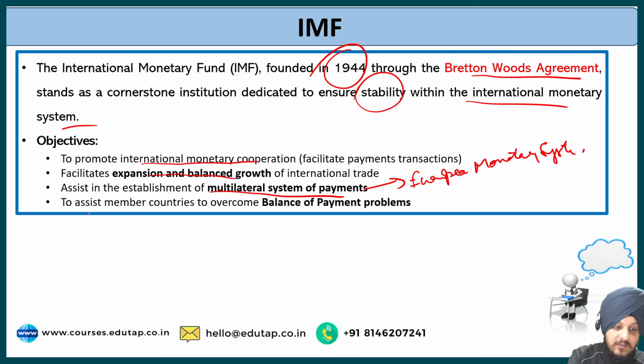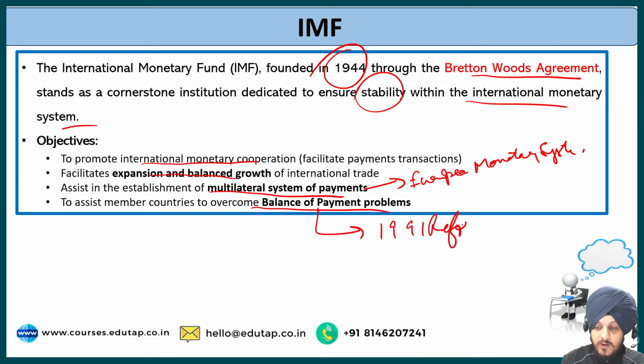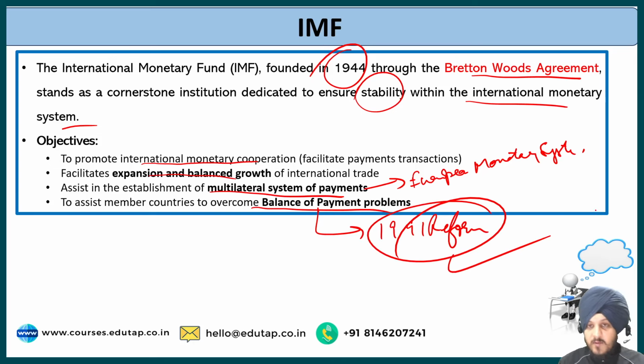Then another objective is to assist member countries to overcome balance of payment problems. So for example, in the case of India, during the 1991 reforms, the IMF played an important and significant role. So these are the objectives, and we are going to discuss these objectives in detail. That's why I'm just highlighting it at this point of time.